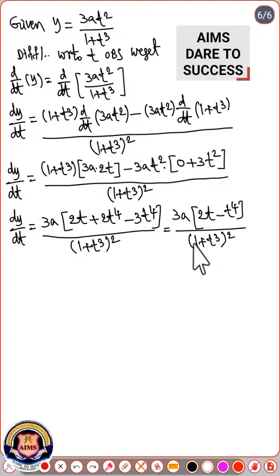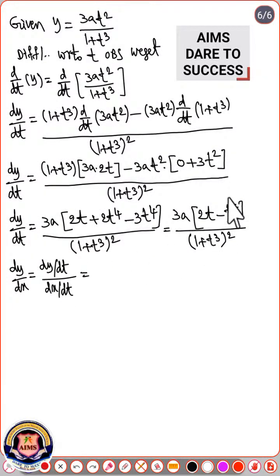So dy by dt value we have completed successfully. Next we can find the value of dy by dx. So for dy related value we are having dy by dt, and for dx related we are having dx by dt.